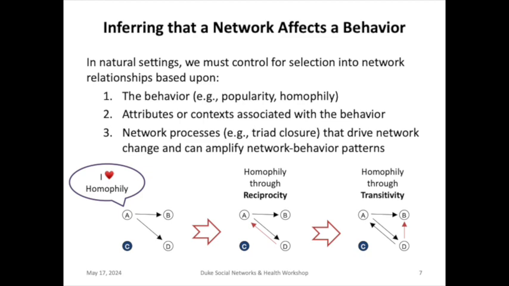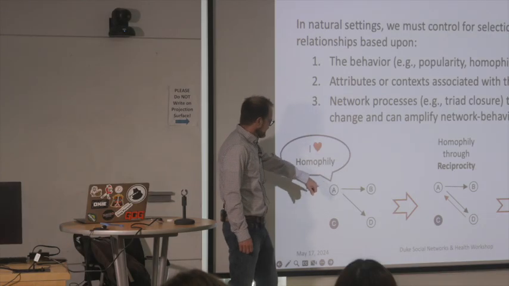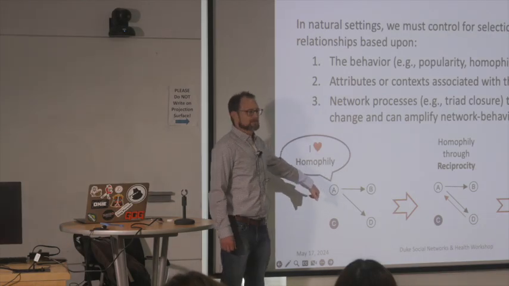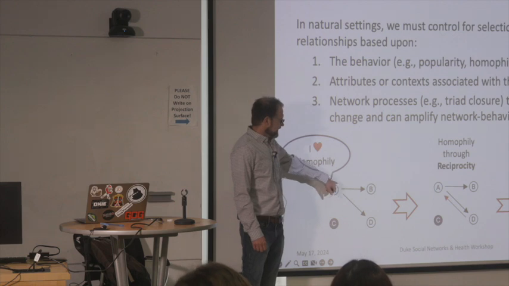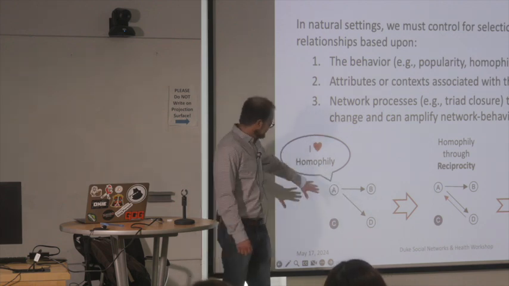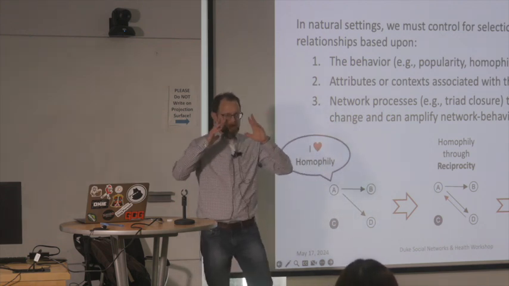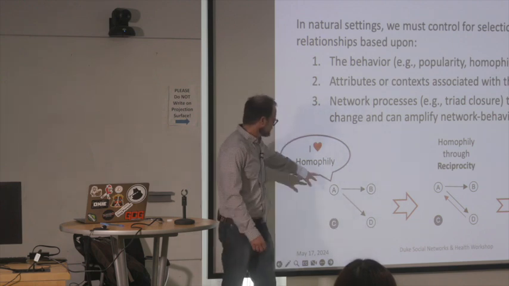It's also possible that network processes can amplify the level of homophily. So in the example here, let's say A really wants to have friends who are like them. And so A only befriends people who are like them. So A is a non-smoker. A can't stand smoking. I'm only going to be friends with people who don't smoke.